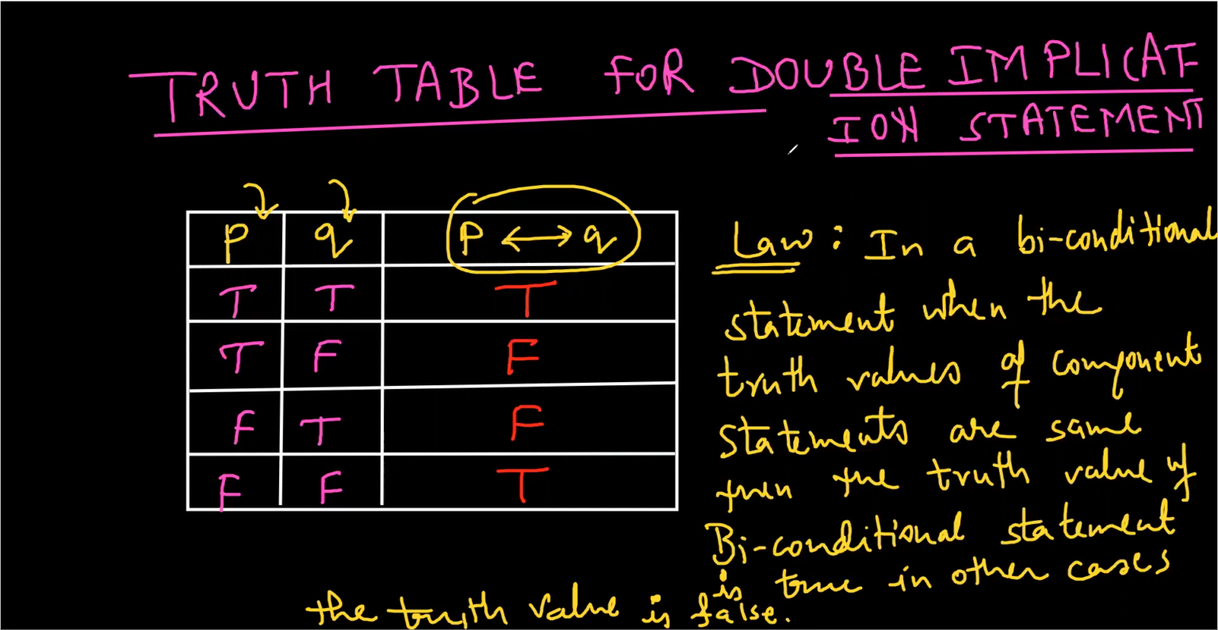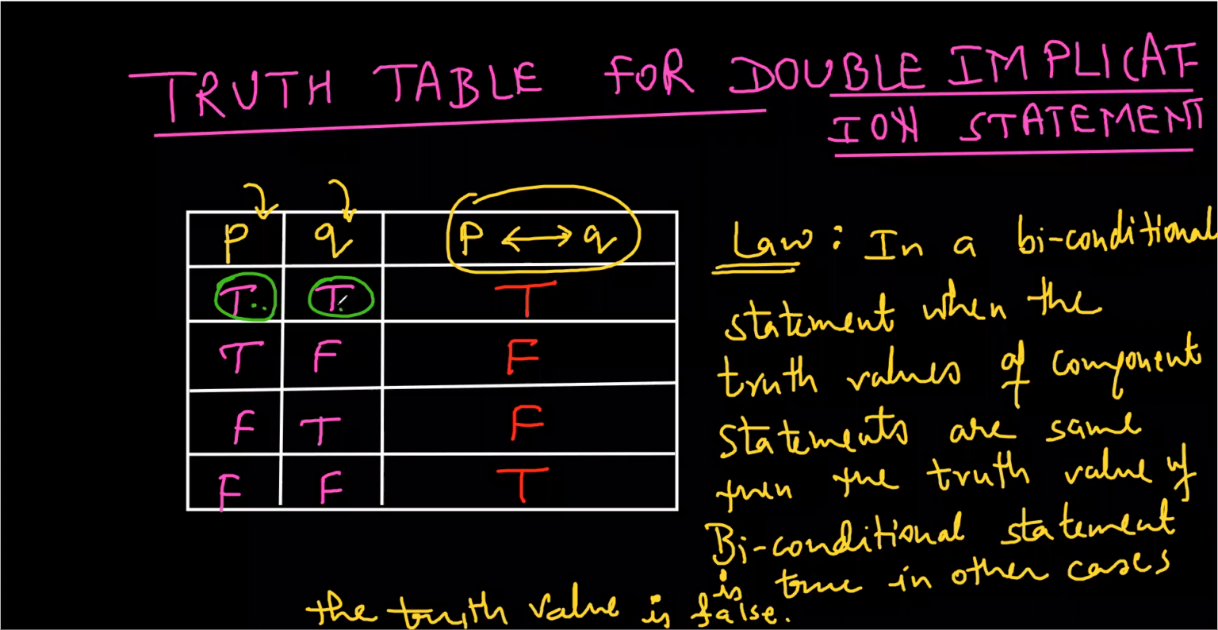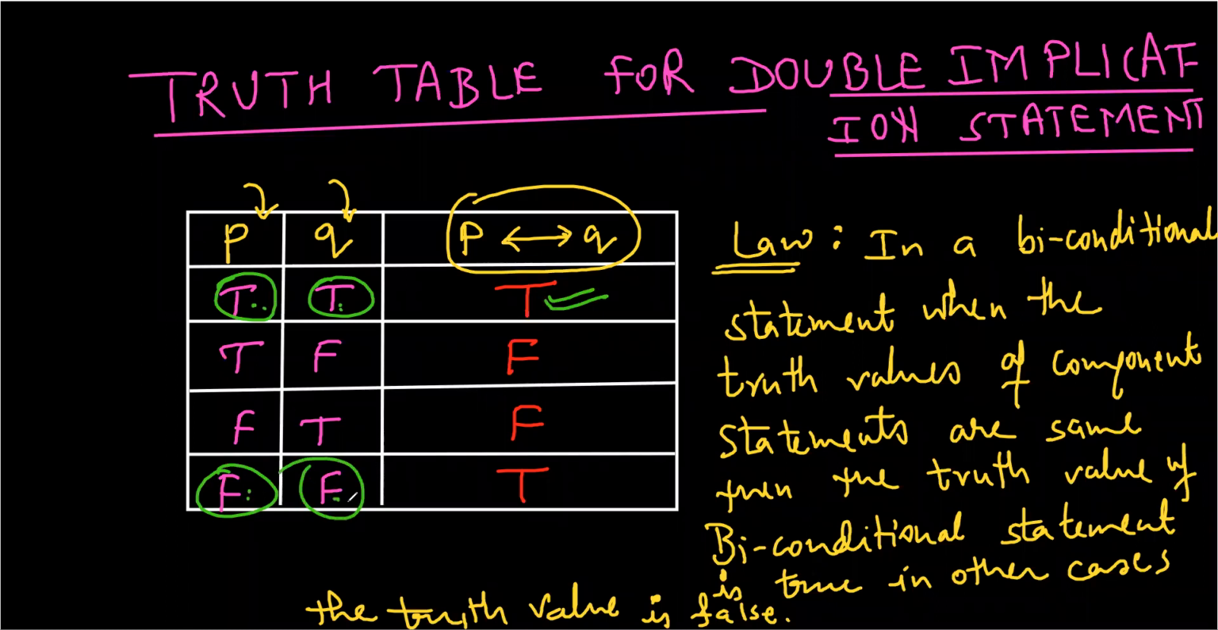So students, what did I write here? I wrote, when the truth values of component statements are same. True, true, same. So it is true. False, false, same. P and Q have the same truth value. So true. In other cases, when the truth values are not same, then it is false. You can check. Okay, so this law you will have to learn. Now we go to the next. Let's solve a few problems, students, based on this.